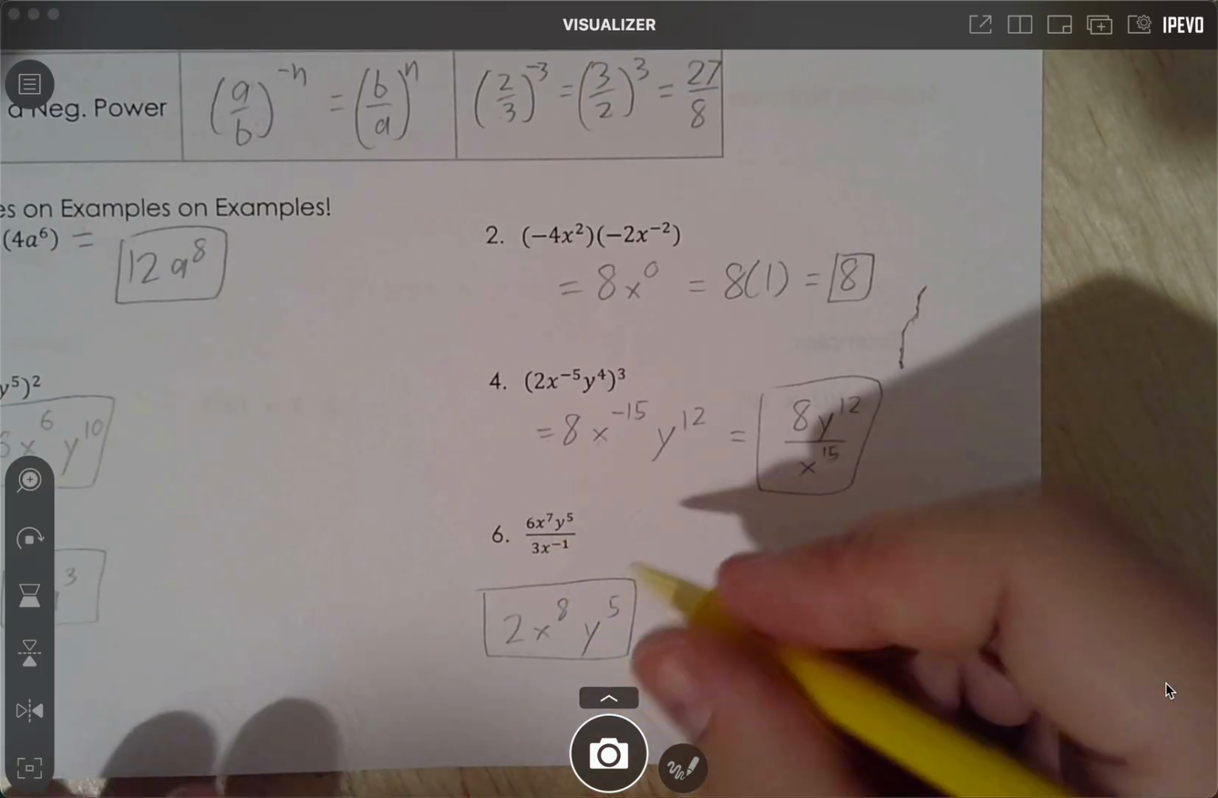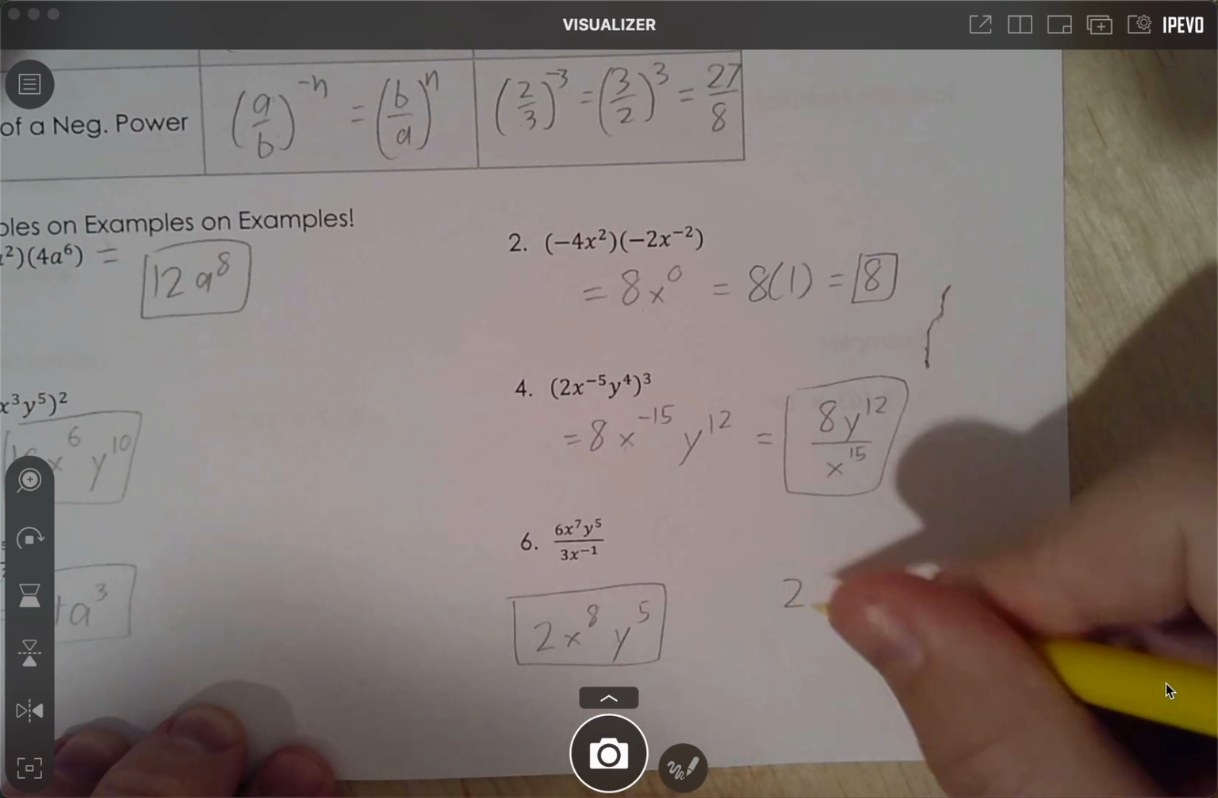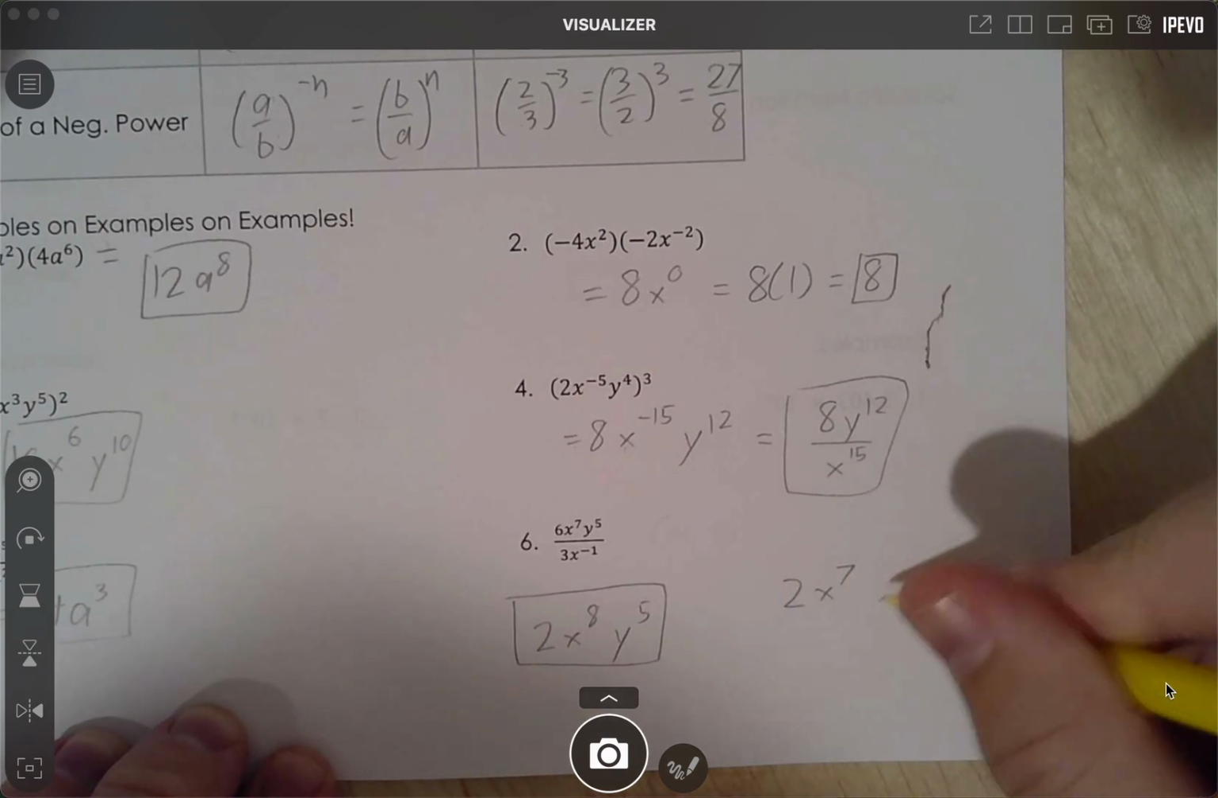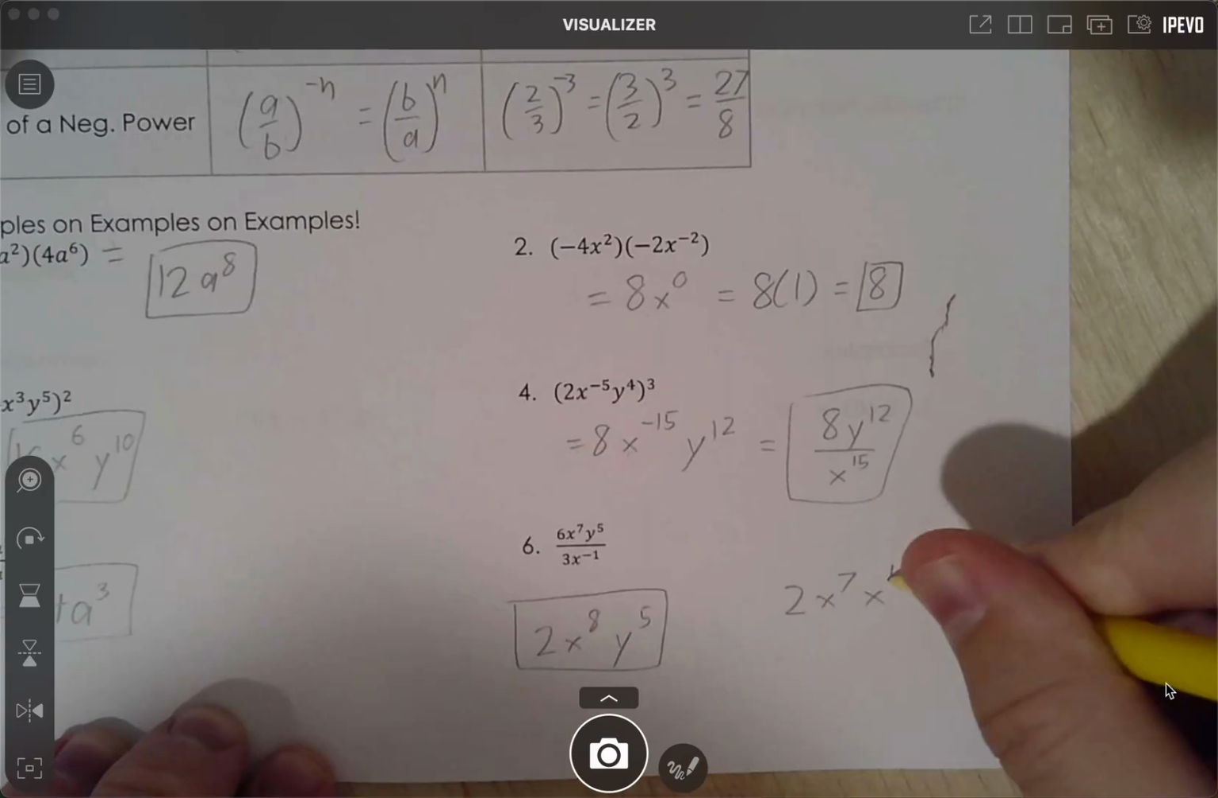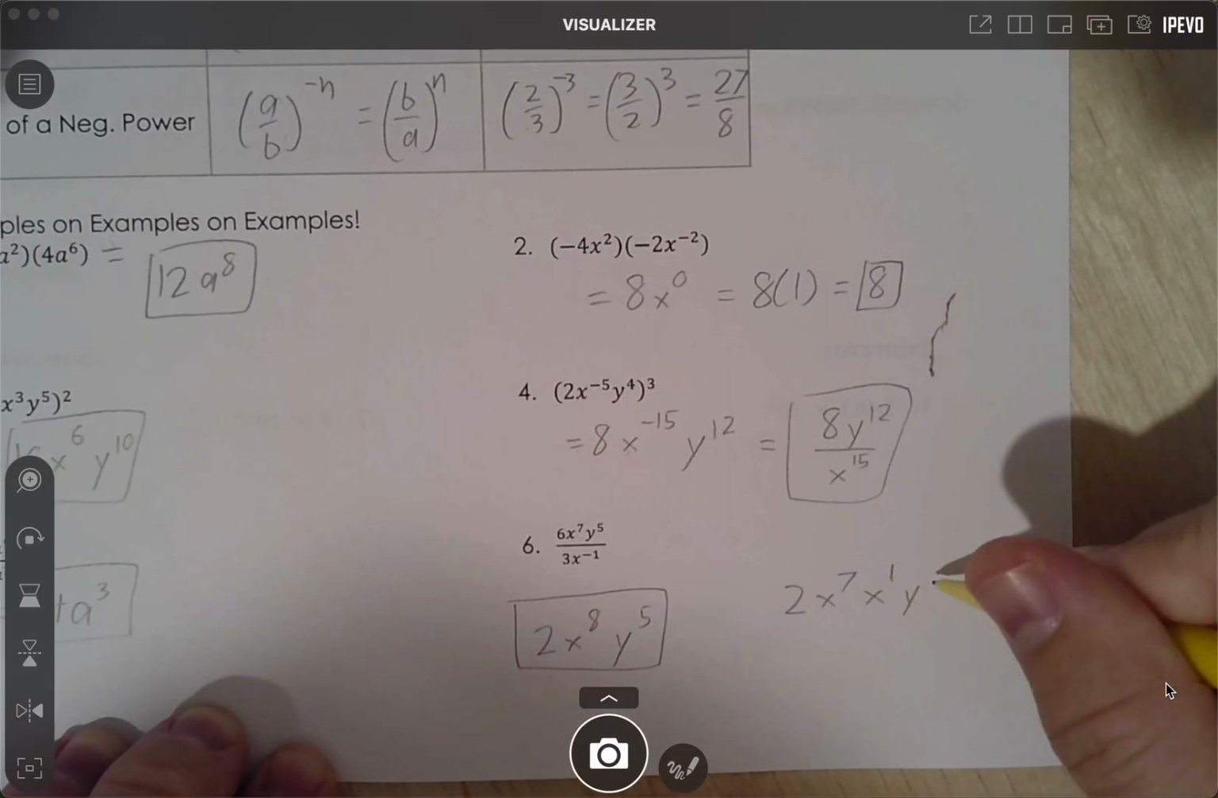Now the other way to think about that is this. We get the 2, we have our x to the 7th, and we transfer that x to the 1st to the numerator because it was negative.